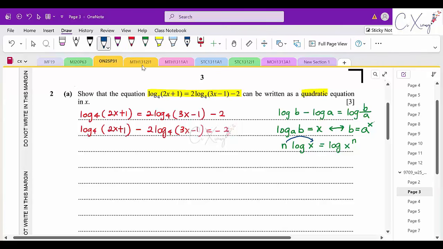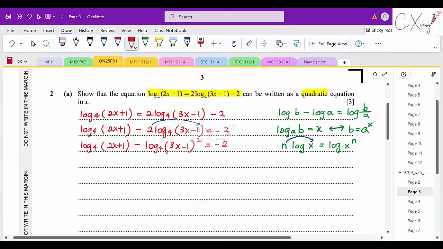And like what I told you just now, I don't like the 2 in front of the log, so I pull it back, become the power first, so that I can further simplify them later. All right, so put it back. So what do we have here is you're having log 4, then 3x minus 1, the 2 will become the power, right? Okay, then what is next?